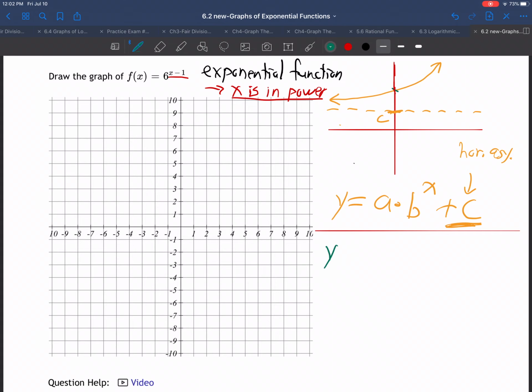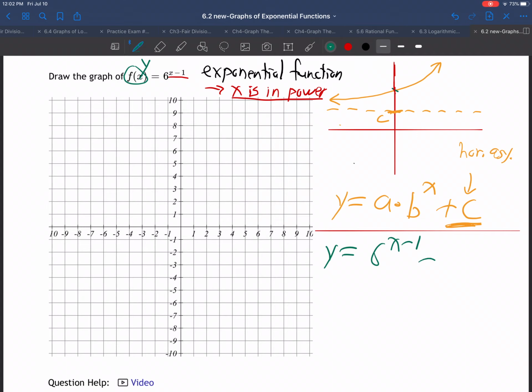So ours is y equals 6 to the x minus 1. That f of x, remember functions, f of x, g of x, h of x, those are just y. That's by common agreement in the math science world. Function values are y values. Okay, so how do we graph it?